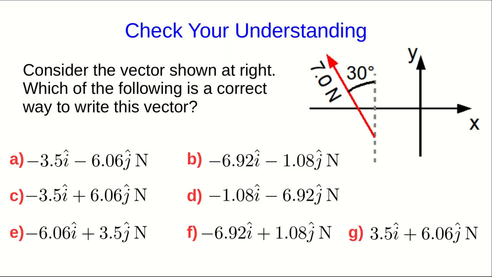Let's check your understanding. Have a look at the diagram, which shows a vector, and it gives you the magnitude of the vector, and it gives you an angle, which tells you which way the vector points. Figure out how to write this vector in component notation.